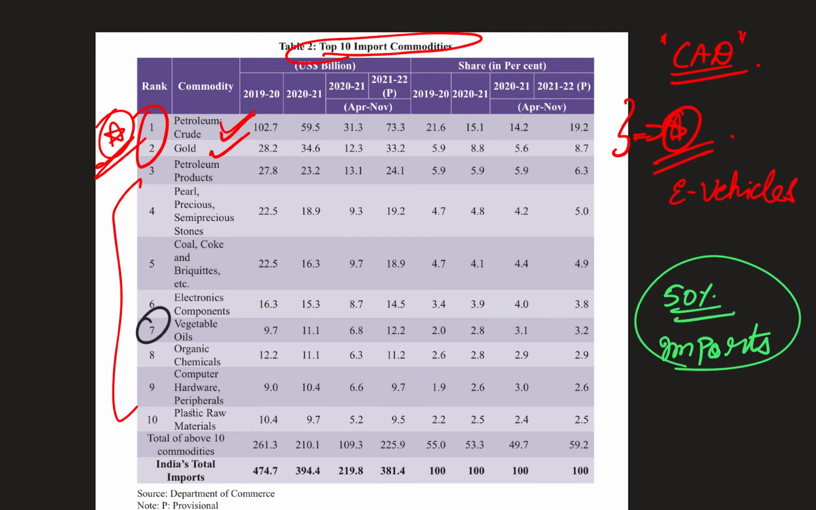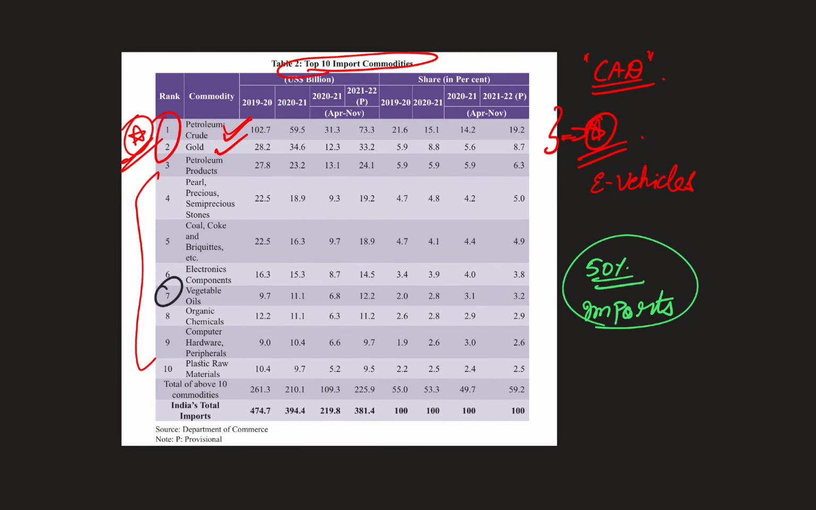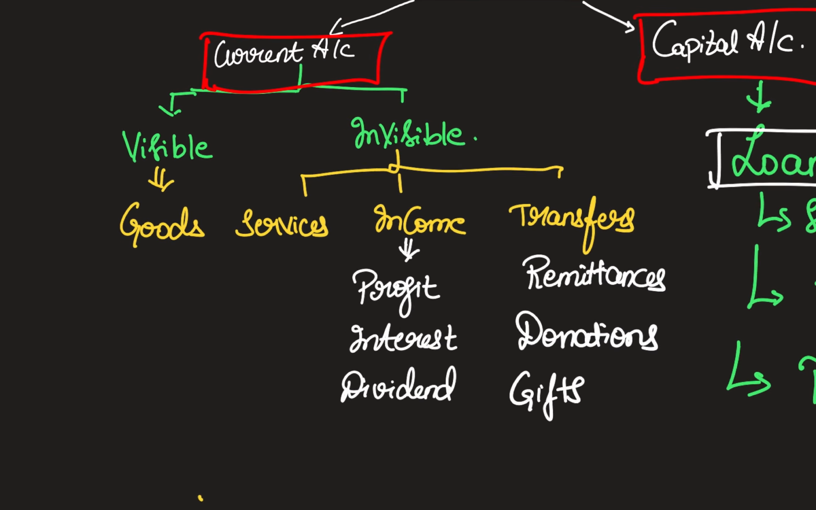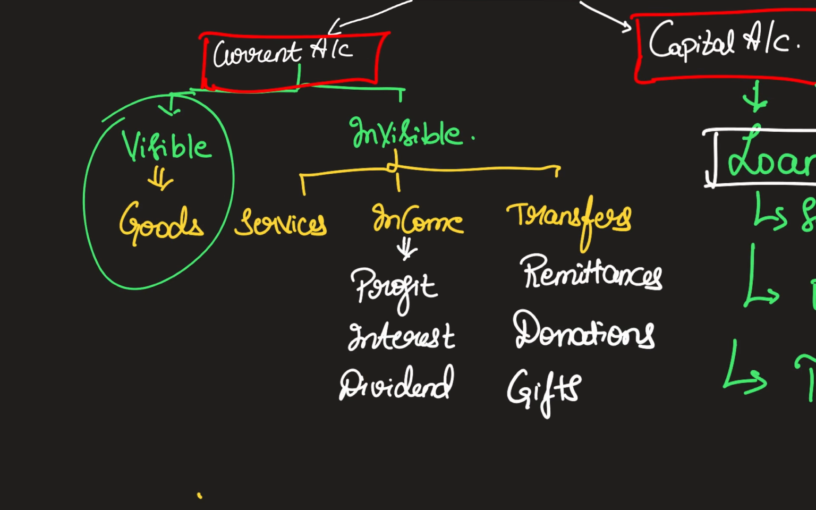That is why last year there was a question on oil seeds, for example palm oil, and even the Indian government is coming up with a national mission on oil seeds. And the Northeast is considered a very important destination for this purpose. So till now we talked about this visible component.